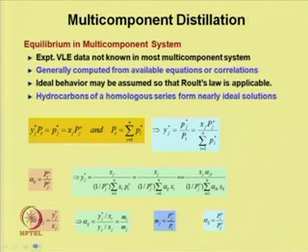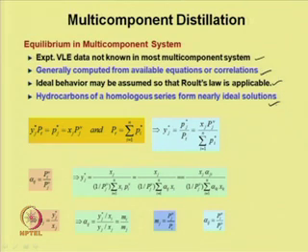Now, in multi-component systems, how to obtain the equilibrium data? So, equilibrium in multi-component systems. Experimental VLE data, vapor liquid equilibrium data, are not known in most multi-component systems. Generally, these are computed from available equations or correlations. Ideal behavior may be assumed, so that Raoult's law is applicable.